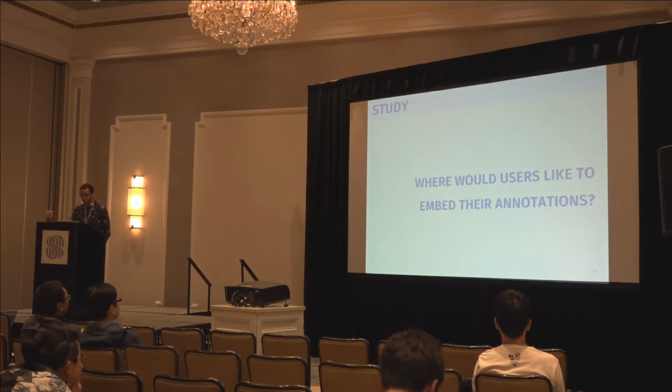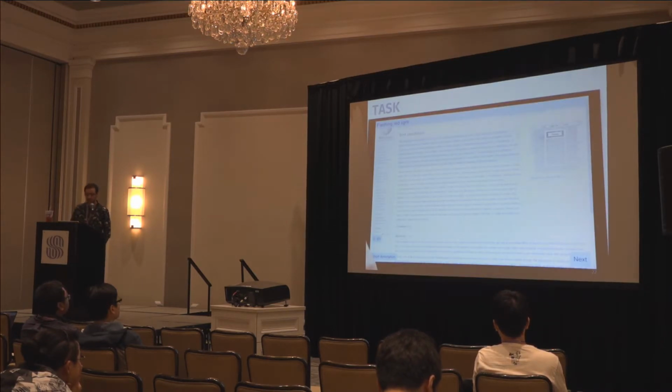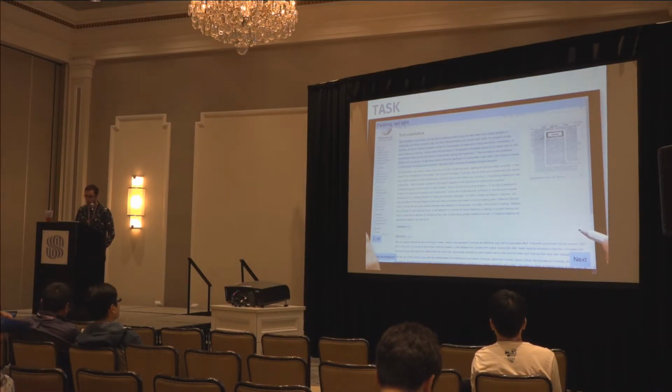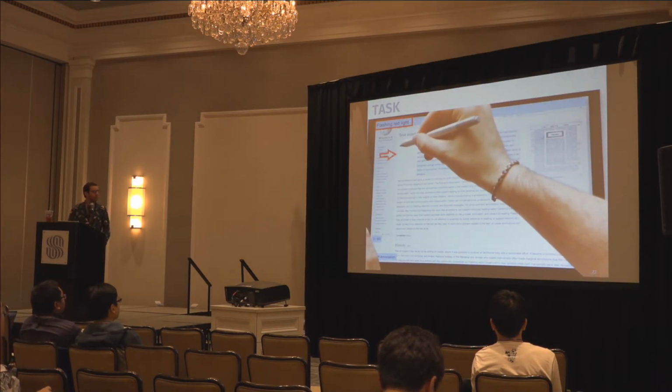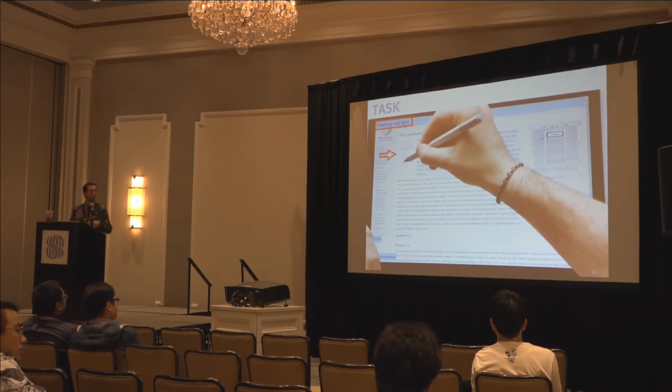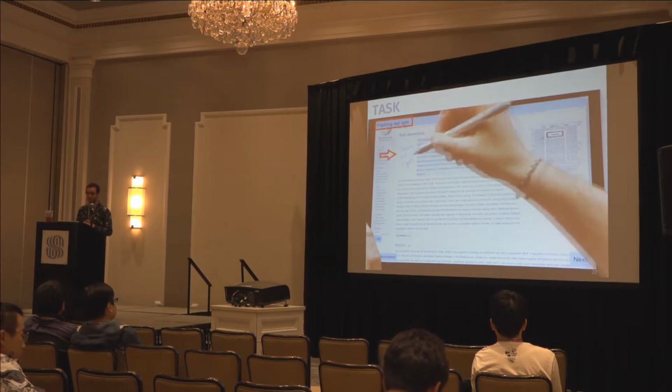So to explore this design space and understand where users would like to embed their annotation depending on the different techniques in the document, we conducted a study. The study was fairly simple. Participants have to write the sentence in blue at the top next to the scope in blue. So we asked them to minimize the space between their annotation and the scope highlighted in blue. The study was split in blocks corresponding to our different techniques.